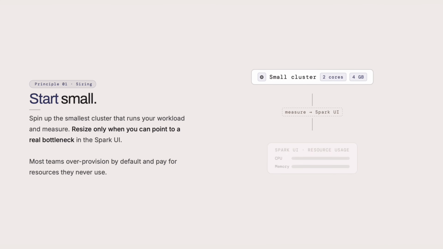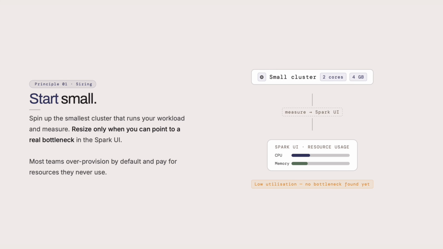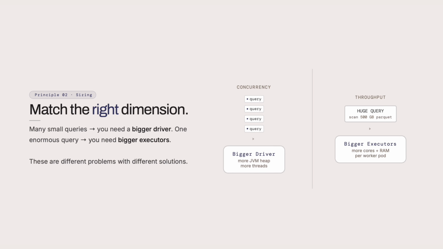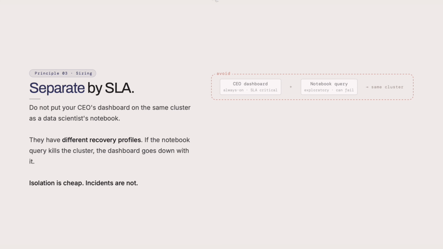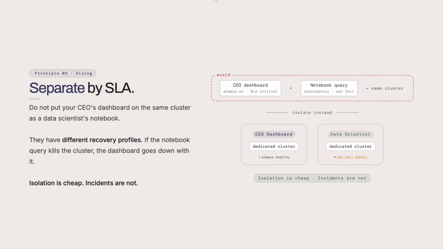3 things to keep in mind as you size your clusters. First, start smaller than you think you need and only go bigger after you can see where the slowdown actually is. Most teams over-provision early and pay for resources they never use. Second, if many small queries are coming in at the same time, make the driver bigger. If one enormous query is the problem, make the executors bigger. Those are two completely different problems with different answers. Third, do not put your most important workloads on the same cluster as exploratory or experimental work. If someone runs a query that crashes the cluster, everything on it goes down. Keeping workloads separate is cheap, incidents are not.